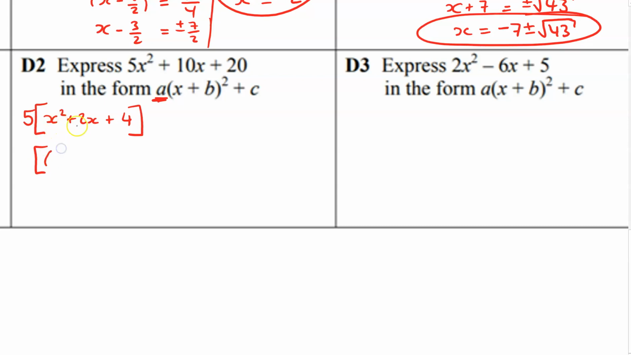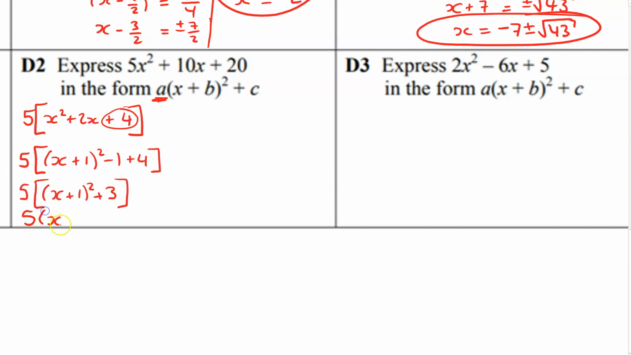So we would half that value, take off the square, excuse me, and tack on the thing that is the constant term. And we've just got to remember that's all multiplied by 5. We would then simplify. So that would now become plus 3. And expand the square brackets. And that is your completed square form.